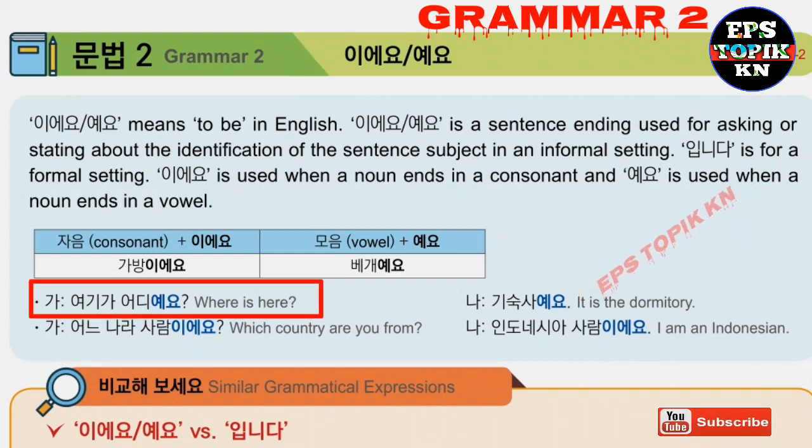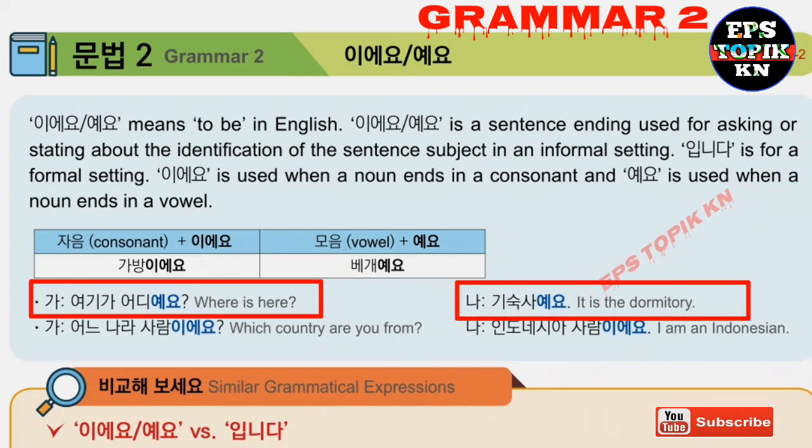Let's hear some more examples. 여기가 어디예요? Where is here? 기숙사예요. It is a dormitory. Got it? Okay, what's the noun in the question? 어디, good. And that means? Where, right. What was the subject? 여기가. You got it, great. So what's the answer? 기숙사. Does that end with a consonant or with a vowel? It's a vowel sound, so we add the ending 예요.